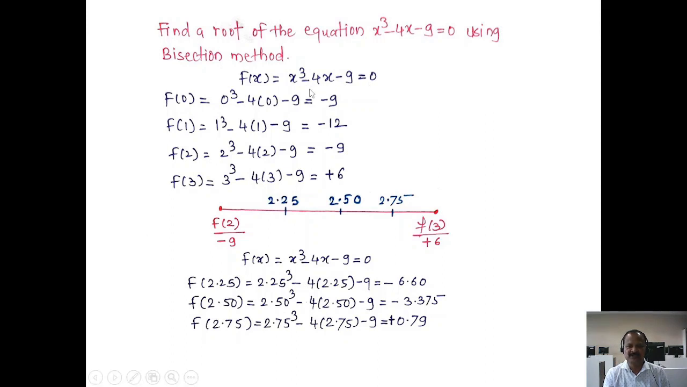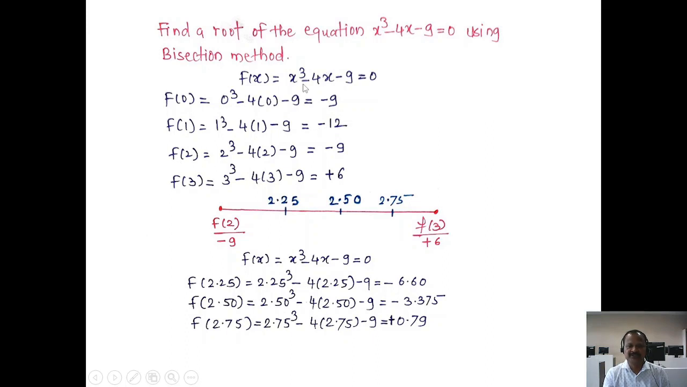So first we will start with x is equal to 0. So f of 0, this 0 you can put in this equation. So the equation becomes 0 cube minus 4 into 0 minus 9. Answer is minus 9. So this is the negative value. f of 1 is equal to, now 1 is x, so it is 1 cube minus 4 into 1 minus 9 is equal to minus 12. So again this is the negative value.